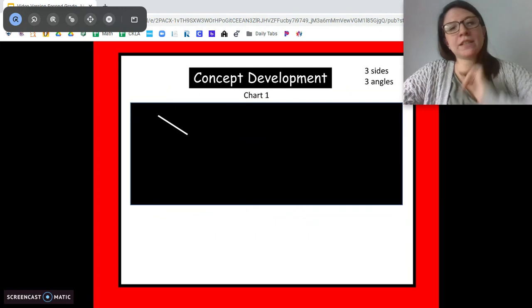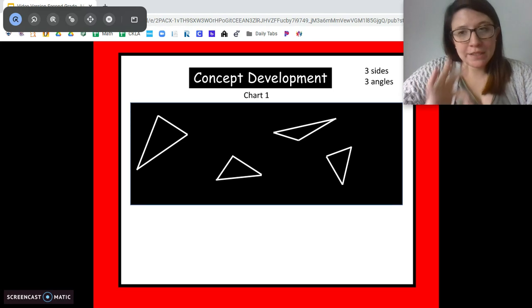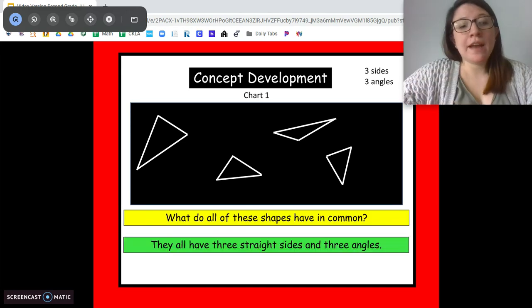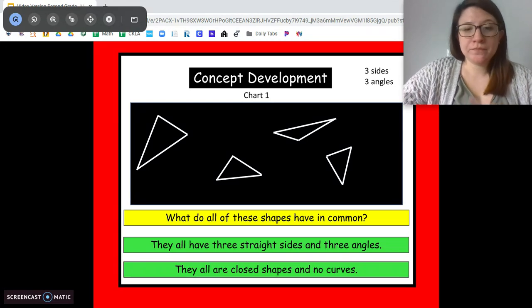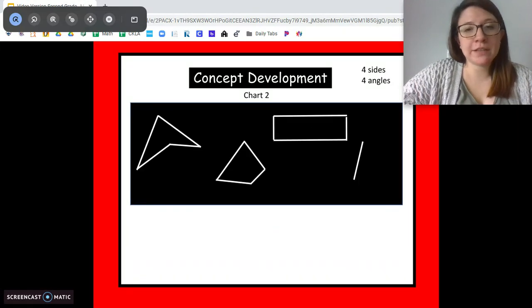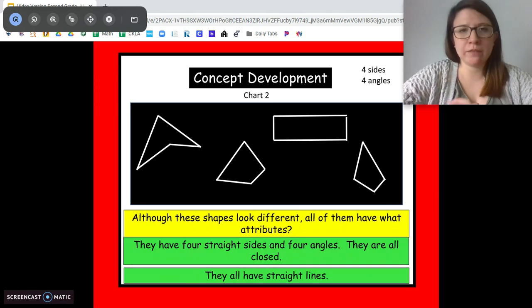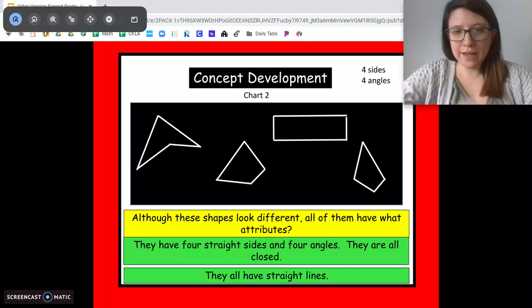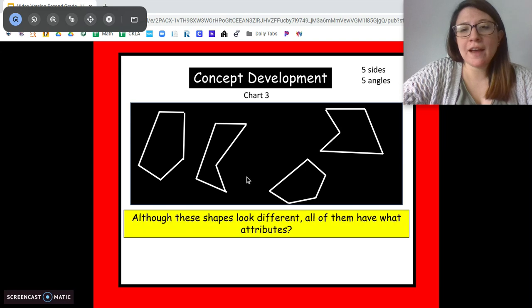All right, now let's go back to these charts we looked at yesterday. We noticed that all of these shapes had 3 sides and 3 angles. Now, what can we name this shape now? Now that we know the names, what would these be called? Triangles, perfect. Now we have shapes that we looked at yesterday with 4 sides and 4 angles. What would these shapes be called using the vocabulary we went over today? Remember, 4. Quadrilaterals. Very good.